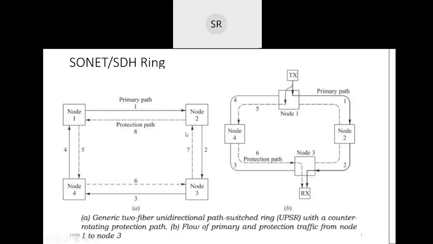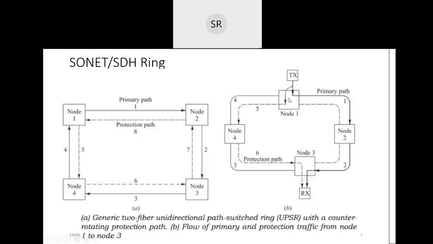But the drawback of this one is what? If suppose any node fails, then how can we communicate from one node to another node? So in that case, what happens here? Suppose any node fails here, and in that particular case, what does node failure mean? That particular transmitter and receiver fail here.